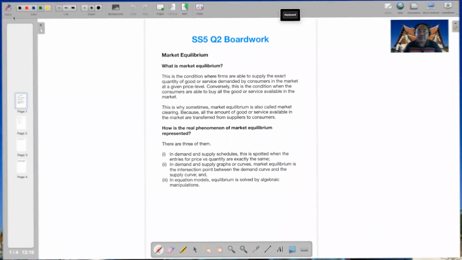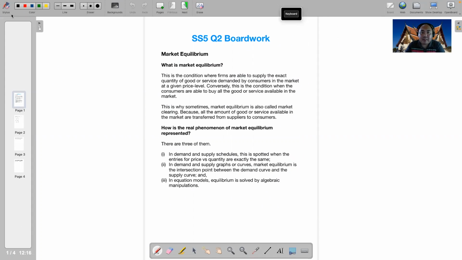Hi there. So in this edition, we're going to learn market equilibrium and how we find market equilibrium when we are given our demand and supply models. So let's get started. First off, we'll discuss what market equilibrium is.